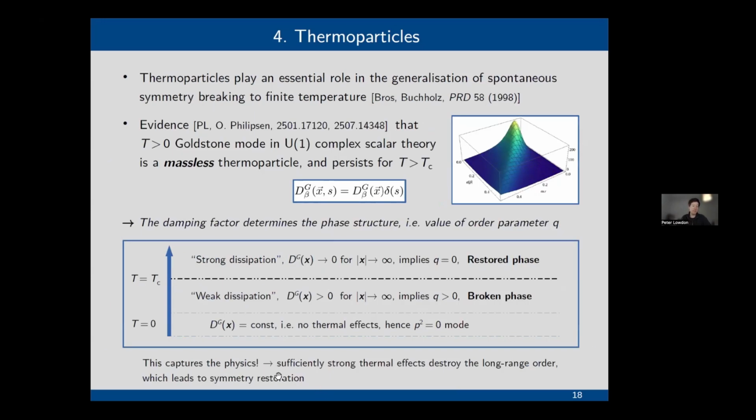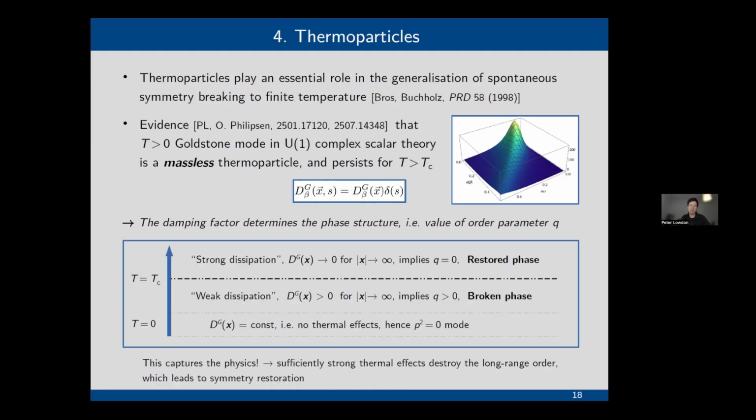And this sort of captures the physics, because it's just that sufficiently strong thermal effects destroy the long range order here. And this is what leads to symmetry restoration in this phase, and therefore the order parameter is zero. Okay, so again, if there are questions or people interested in more details, I've got backup slides of this.